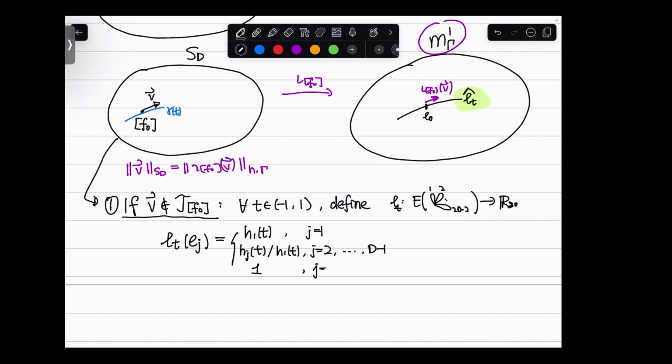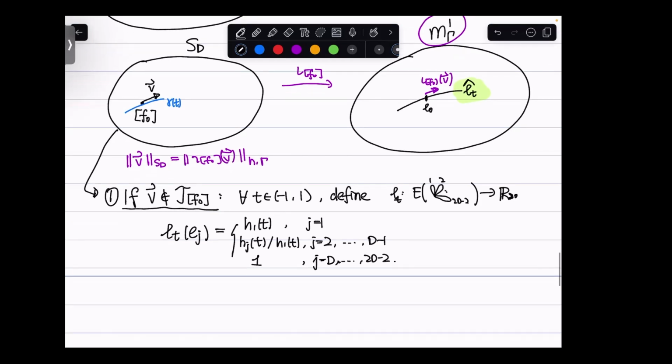So j is equal to d to d minus 2. Okay, so this formula means if the vector v is not in the twist component, which means along this path gamma t inside my shift locus, if I move t, the polynomials are going to change, and in particular, all the critical heights are changing.